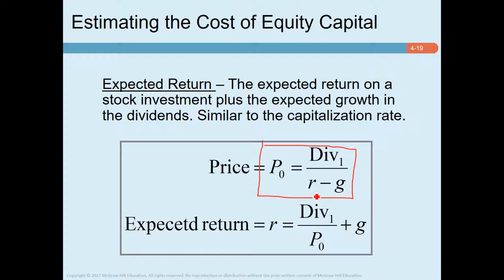Now, if we rearrange this, if we bring r here, r equals dividend divided by P0, plus g. So if we solve for r, we get the expected return. This expected return, as I previously mentioned, is also known as market capitalization rate or the cost of capital.